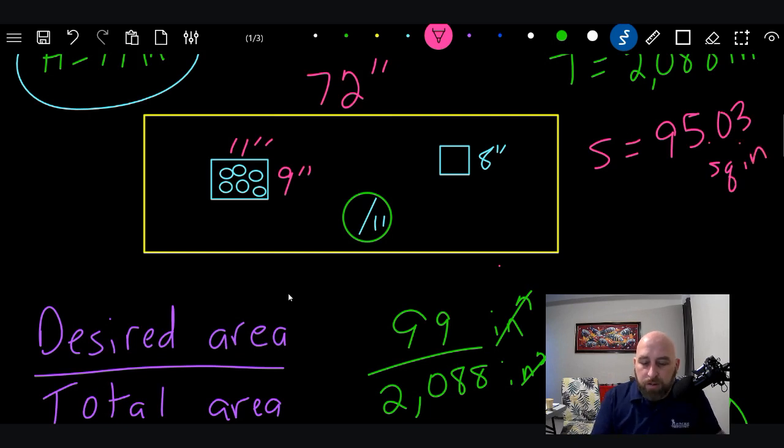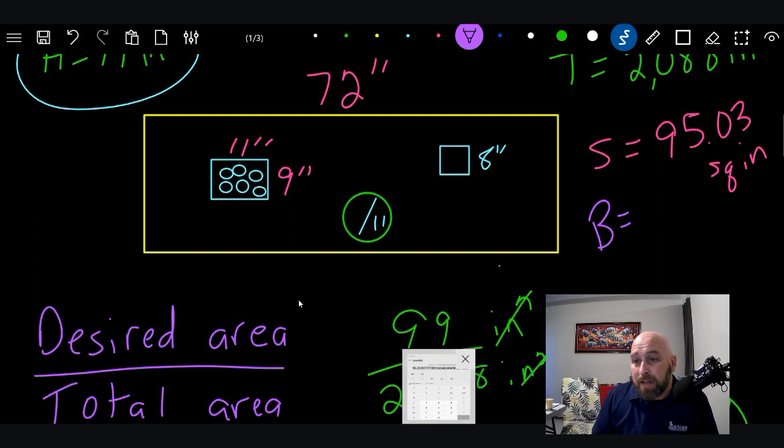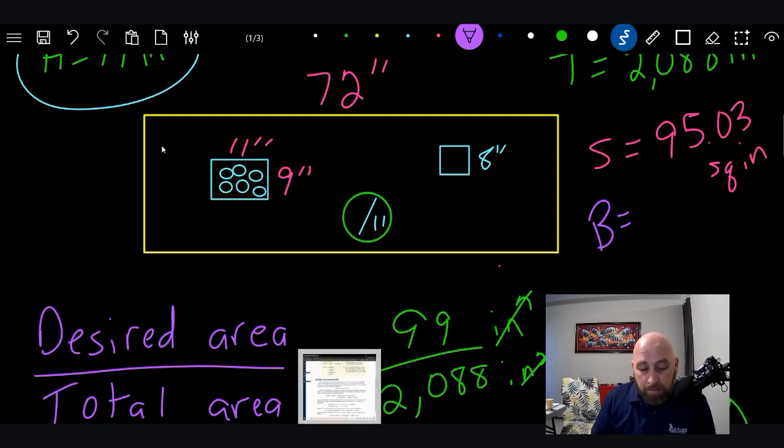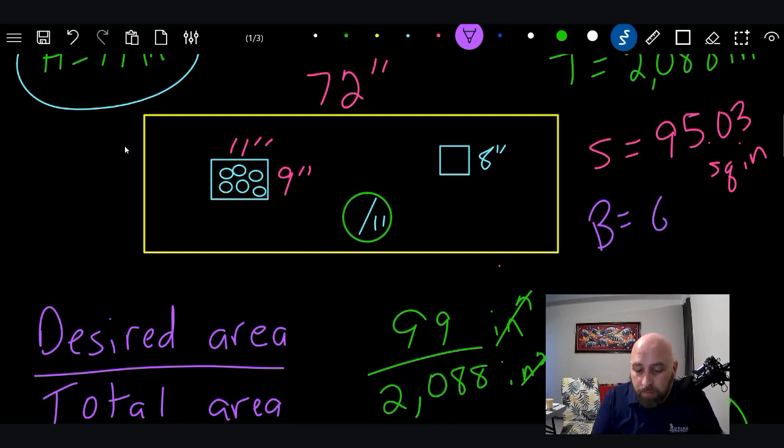All right, now we want to do the beans. Beans equal what? Well, 8 times 8 is the way that you figure that out. So I don't even need my calculator for that. We got 64 inches squared on the beans. Okay, so there we go. There's all of our different things that are on the table.